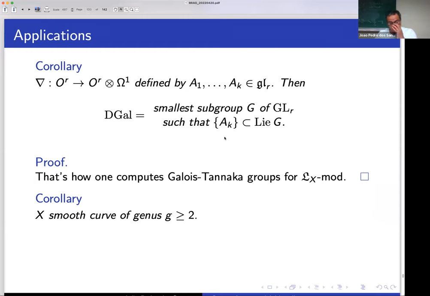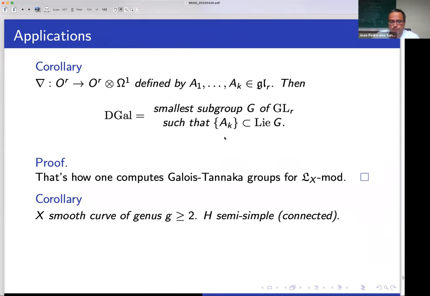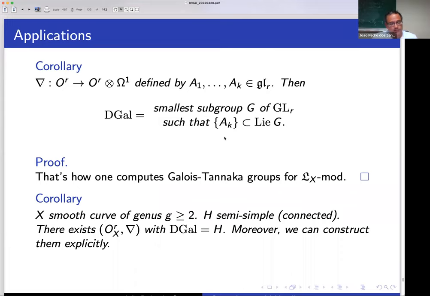So I'm on a curve of genus 2, and I give myself a connected semi-simple group H. The claim is that I can always construct a connection such that the Galois group of that connection is simply H. And moreover, something which I like is that I can explicitly construct them, at least in case the semi-simple group is split. There are some technical details, and I will explain why.